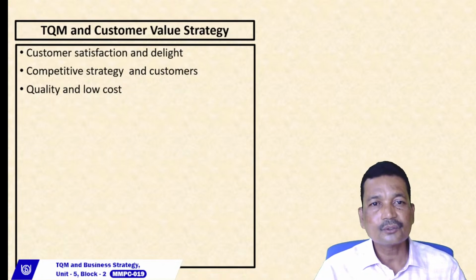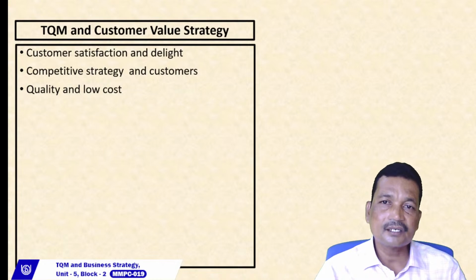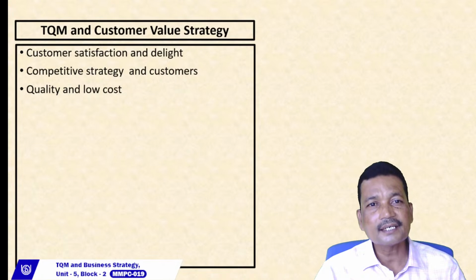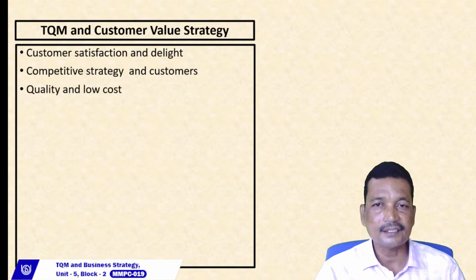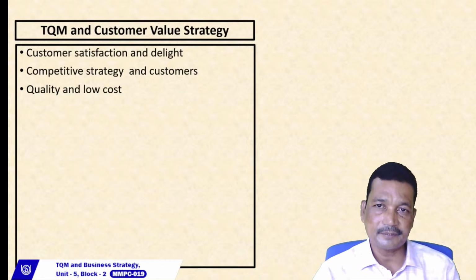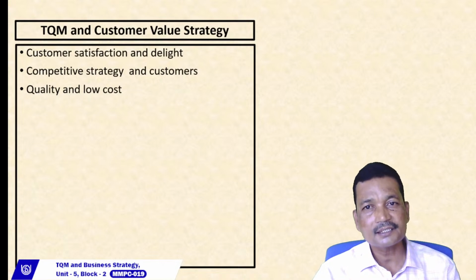Then we look at total quality management and what it intends or tries to achieve in regard to the customer value strategy. Every organization nowadays cannot focus by keeping a distance from its customers, either regular customers or potential customers. So what strategy should be adopted in order to enhance customer value? The first thing is customer satisfaction. How can we get customer satisfaction?